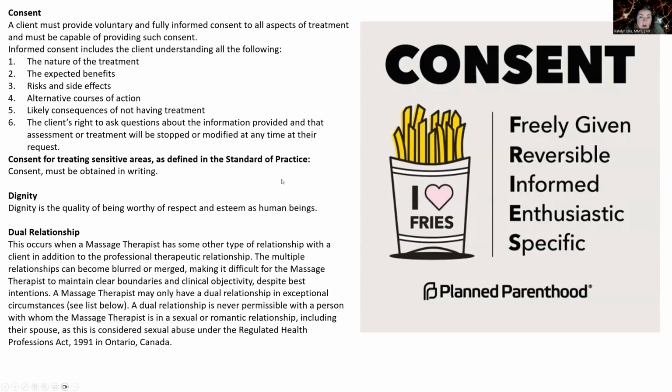Consent. All right, consent. You need voluntary and fully informed consent, and they have to be able to provide consent. Remember that word that we have used in the past with 105 and 115, probably also in 135, talking about autonomy, someone's ability to make decisions about themselves and their own body. Autonomy, okay? A client must have autonomy, and you need to fully inform them of what's going to happen.